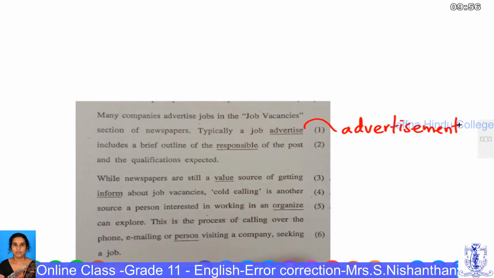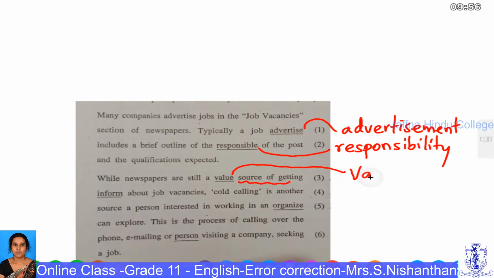Job advertisement includes a brief outline of the dash of the post. Responsible of the post. No, this is adjective. We should put a noun here. So the noun we should use here is responsibility of the post and the qualifications expected. While newspapers are still a valuable source of getting, so we are describing the source, so it should be an adjective. It should be a valuable source of getting something.